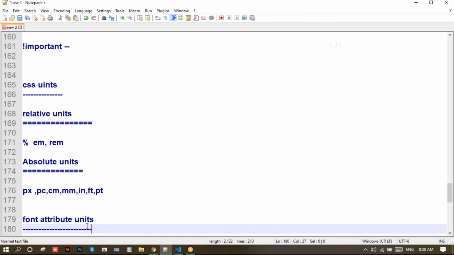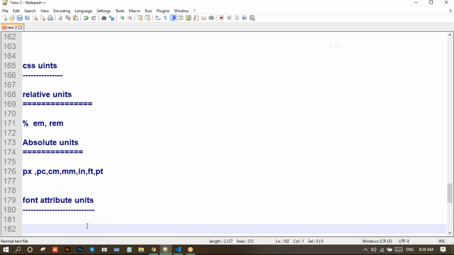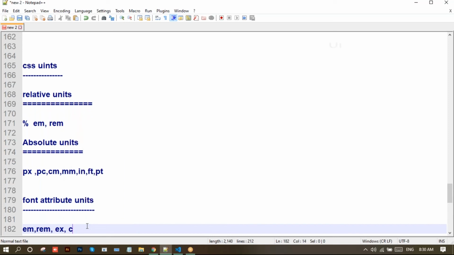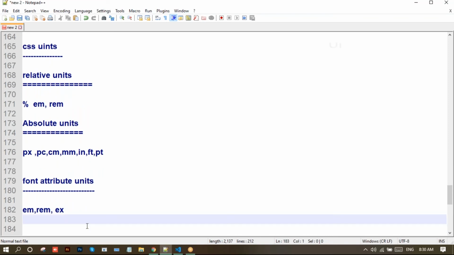Next we have font attribute units. The font attribute units are em, rem, ex and ch. ex is the height of the font, it will calculate the height, and nobody uses the ch here.